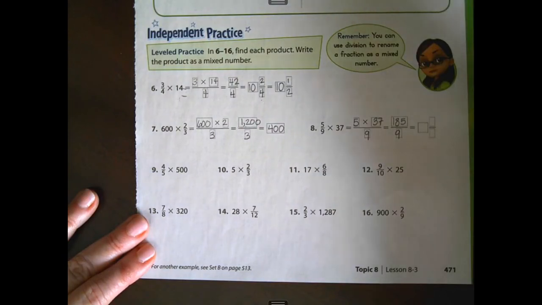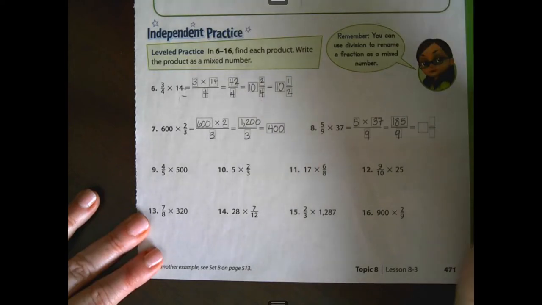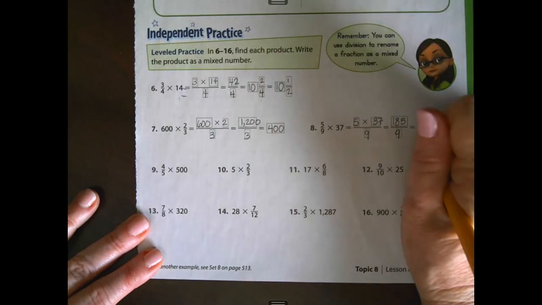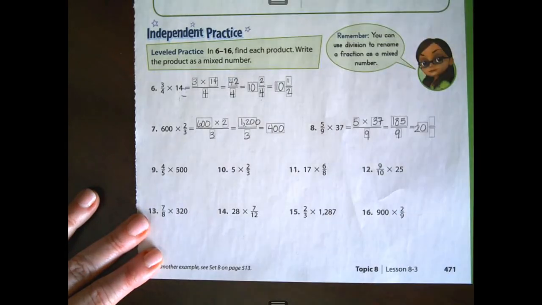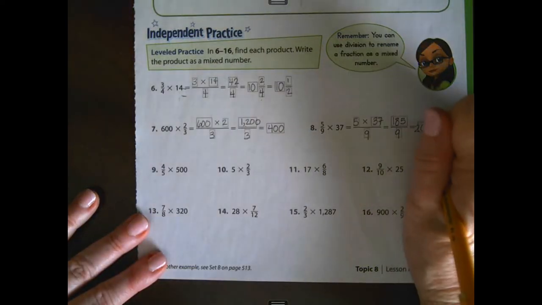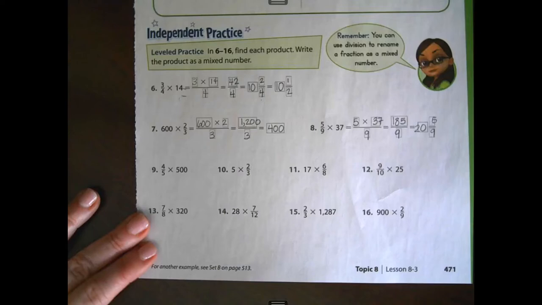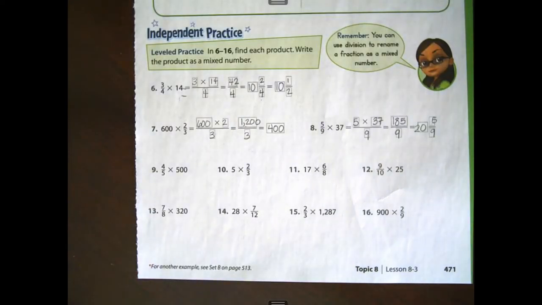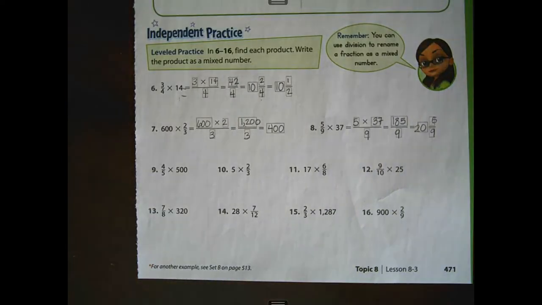I know that 9 goes into 18 2 times, so I know that 9 is going to go into 180 20 times. Just doing some mental math here. 20 times 9 would be 180, so that would give me 5 left over. If you can't do the mental math, there's no shame in just working it out, a division problem, out to the side or on scratch paper.